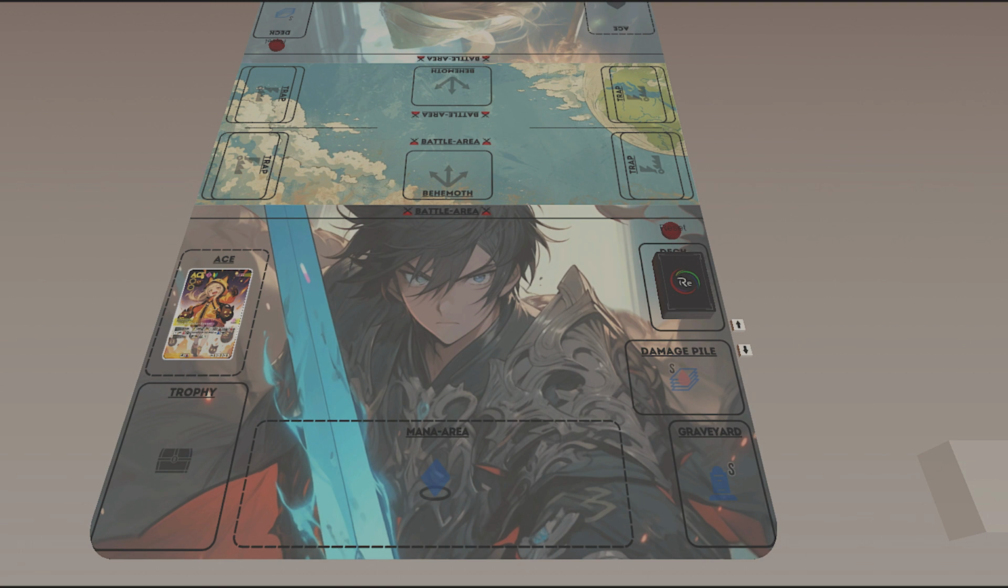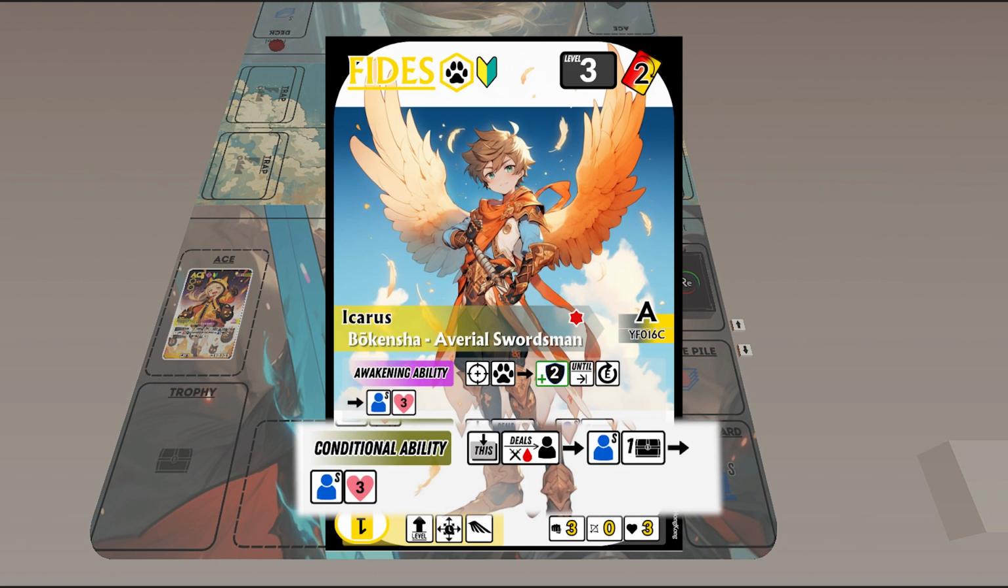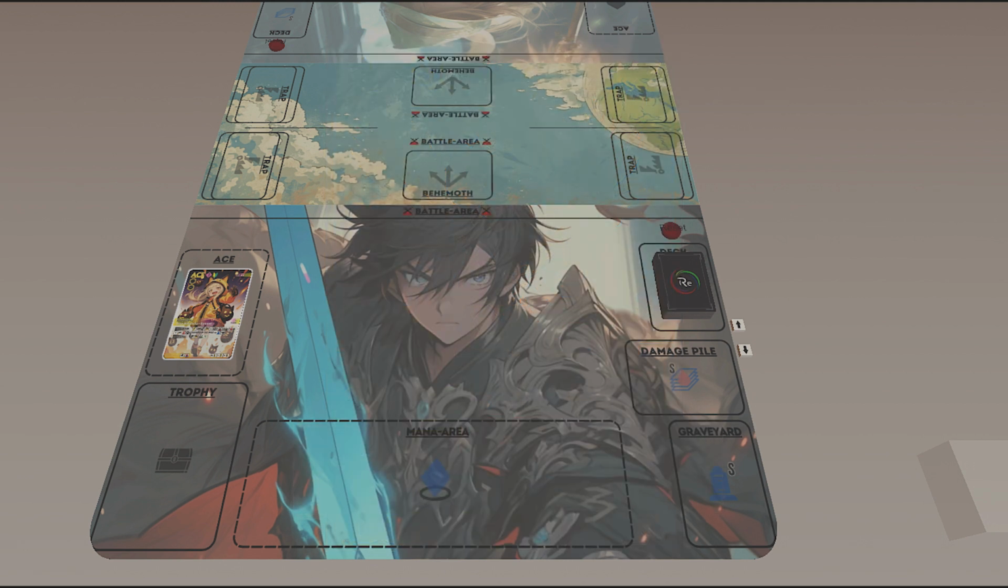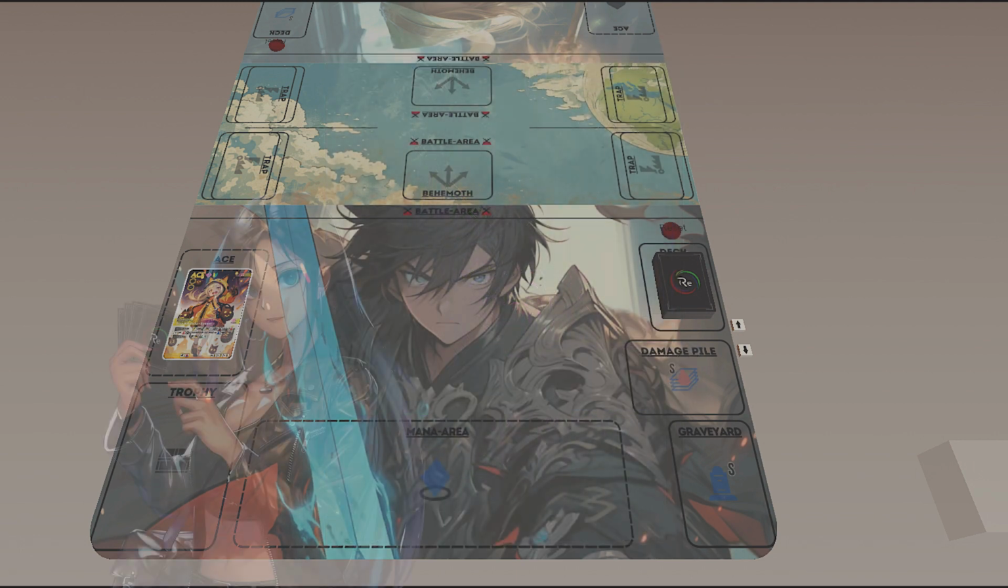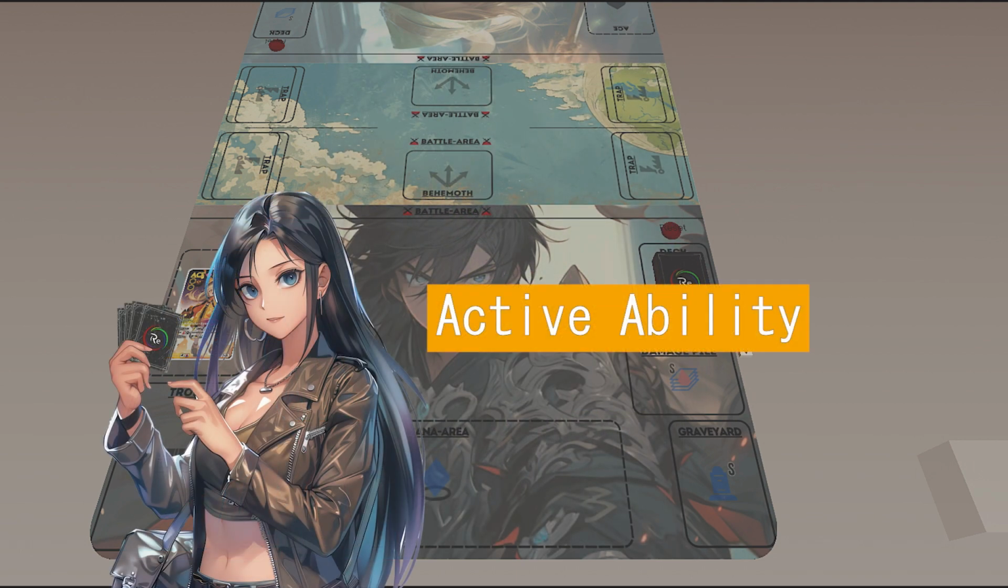Moving on to conditional abilities. A conditional ability activates whenever specific requirements within the game are met. These conditions can be met multiple times during the same turn, allowing the ability to be activated repeatedly. Lastly, we have status abilities. They can take effect even when the card isn't in play. In this session, we're exploring active abilities.